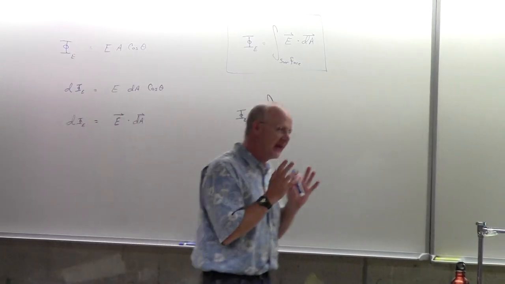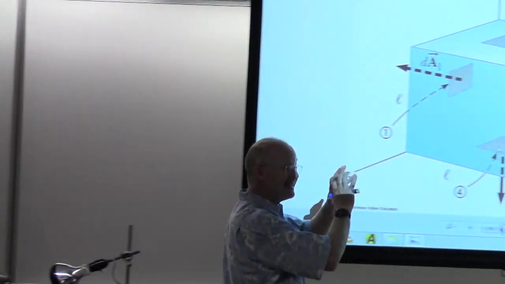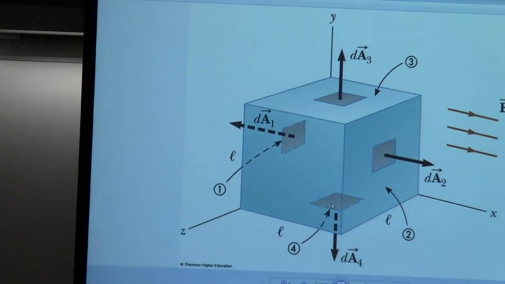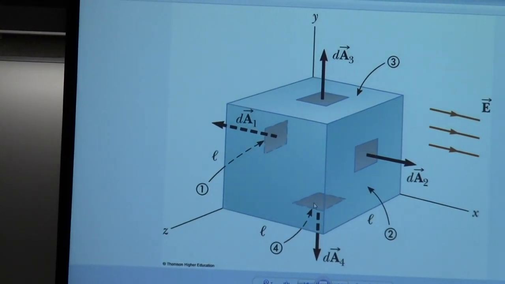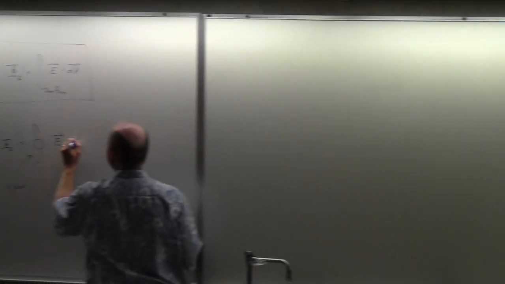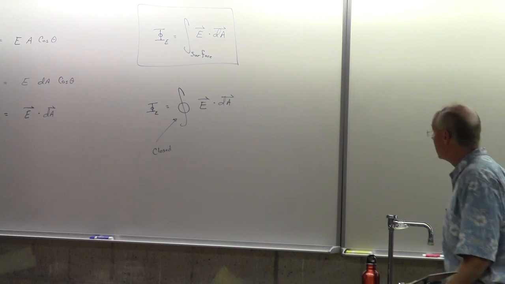And so I'm going to put that symbol here because I'm going to find the flux through the entire closed surface, the entire six pieces, the six faces of the cube. All right. And so the equation is E dot dA. So there's my equation, right?